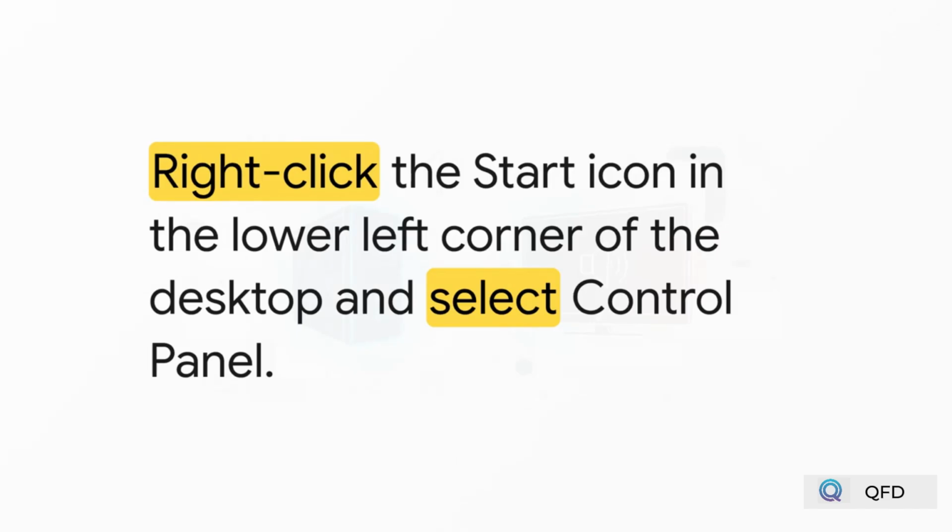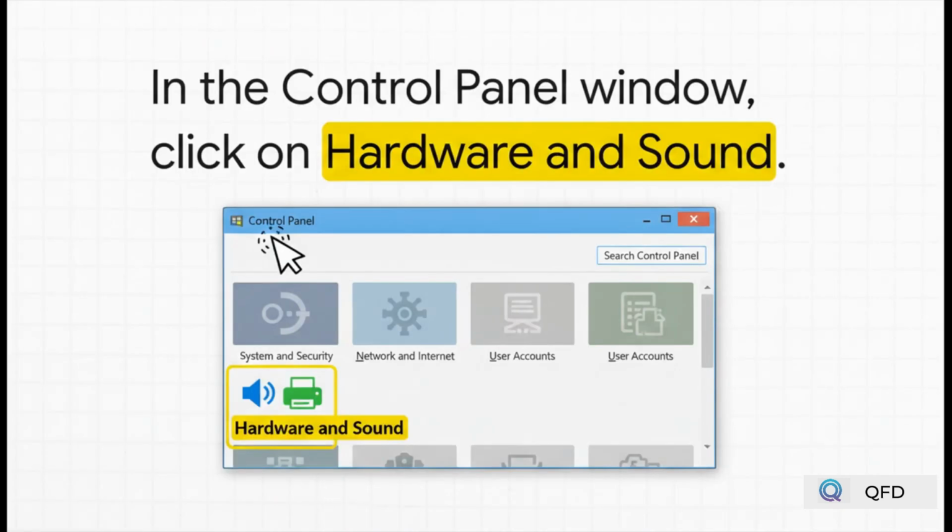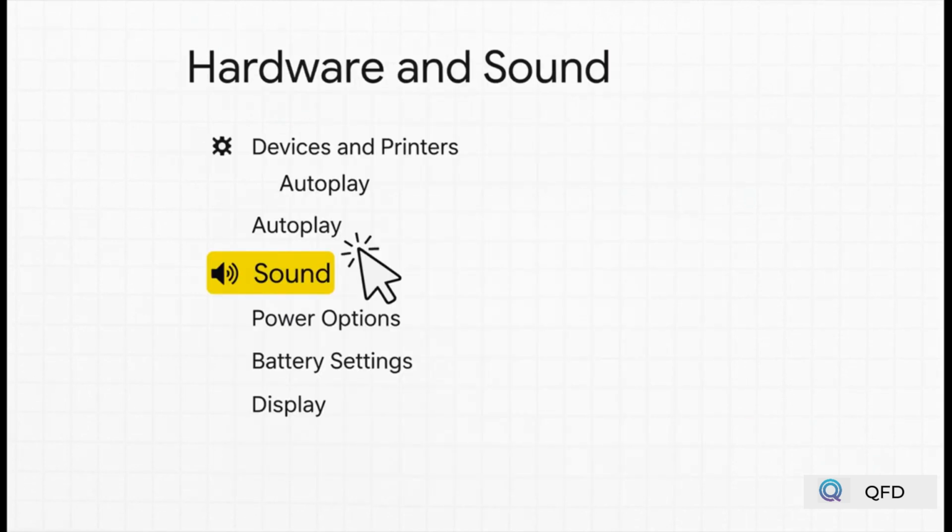First up, let's get to the control panel. The quickest way is to just right-click the start icon. Once you're in, look for hardware and sound. All your audio settings are hiding in there. Inside that menu, go ahead and click on Sound. This will pop open all your playback options.